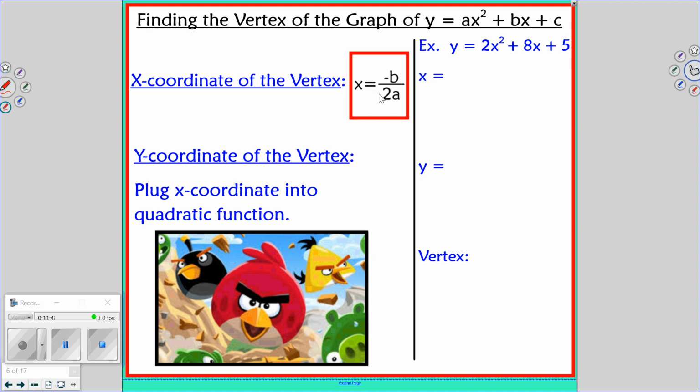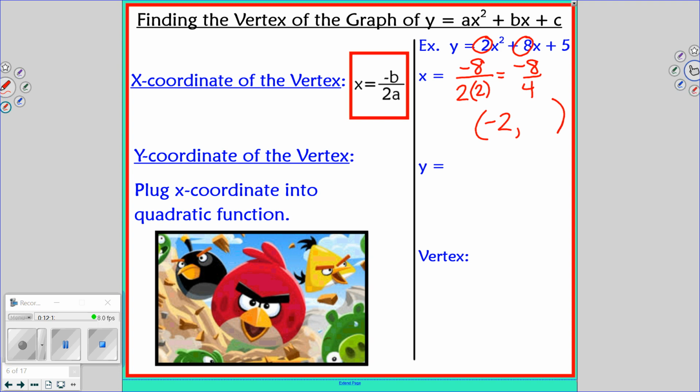It's okay. It's not that bad. So first thing, -b/2a. So negative, what's my b value up here? 8 over 2 times a. There's my a value. There was my b value. So then I get -8/4, which is -2.